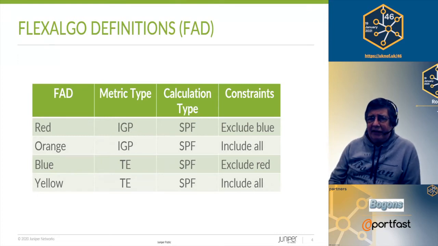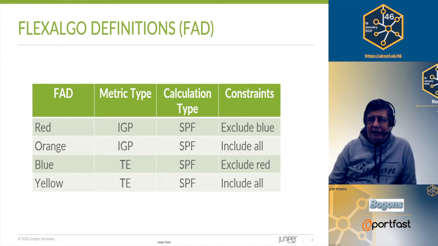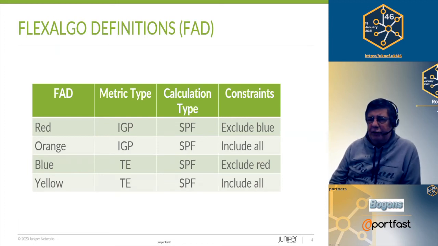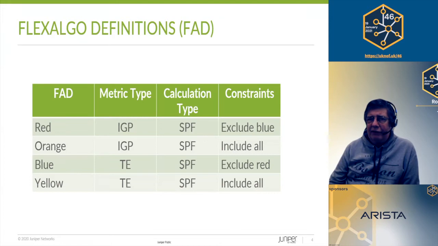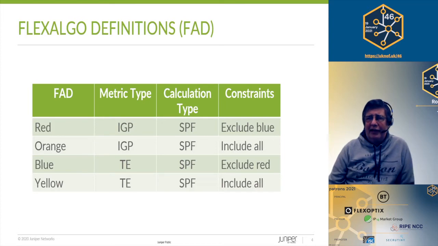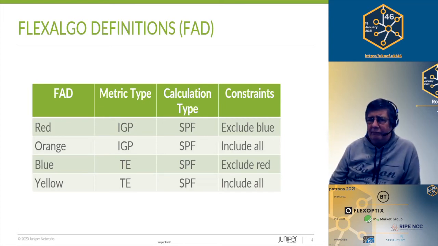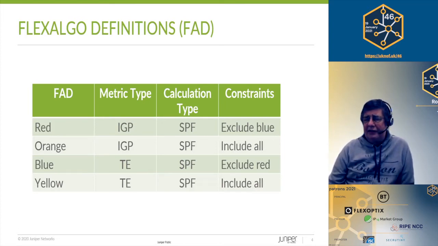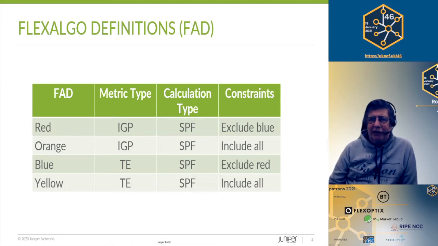Now, the next thing is a few nodes within the domain, generally 2, maybe 3, will advertise Flexalgo definitions. Now, these Flexalgo definitions are concepts that are plagiarized from segment routing, because segment routing has Flexalgo. Well, here we apply Flexalgo to IP networks without segment routing.